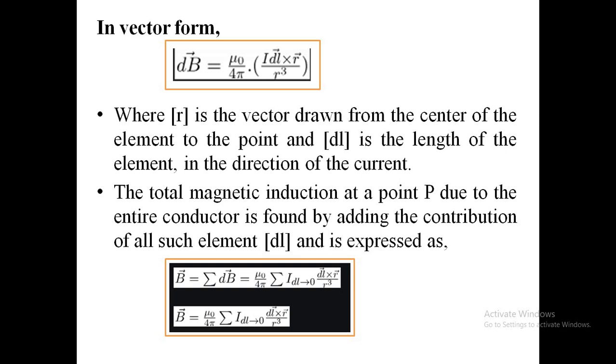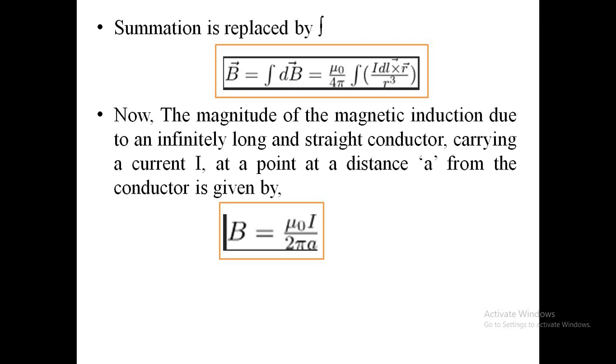The total magnetic induction at a point P due to the entire conductor is found by adding the contribution of all such elements and is expressed as B vector is equal to summation of dB vector, which is given as mu naught by 4 pi summation I dl, dl tends to 0, dl vector cross r vector divided by r cube. The summation being replaced by integration, we get B vector is equal to integral of dB, which is mu naught by 4 pi integral I dl vector cross r vector divided by r cube.